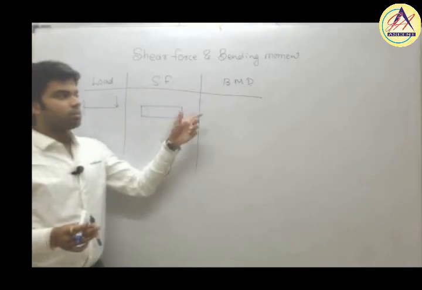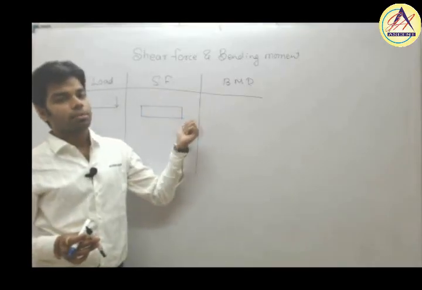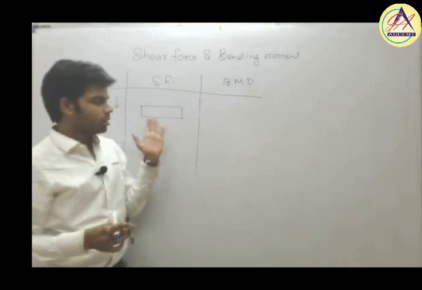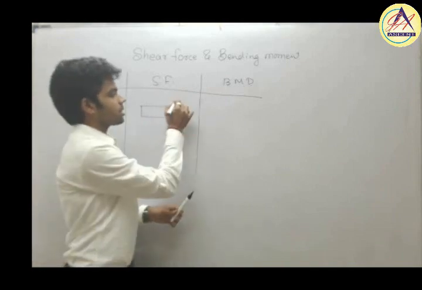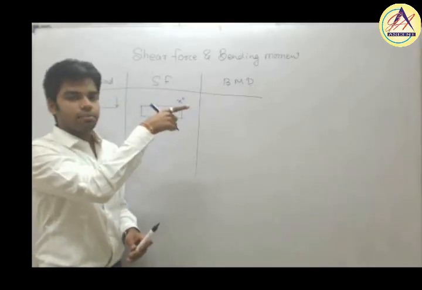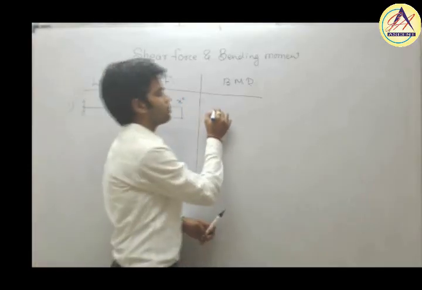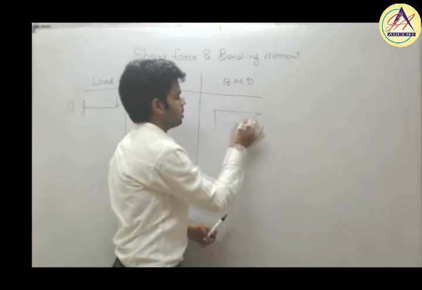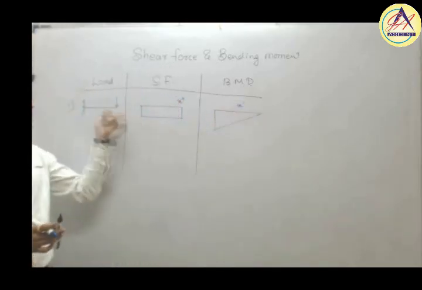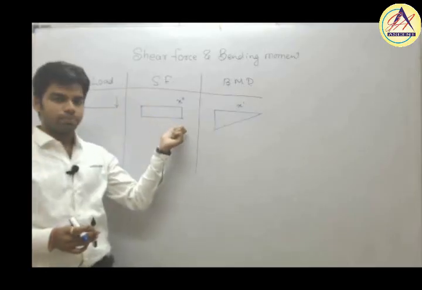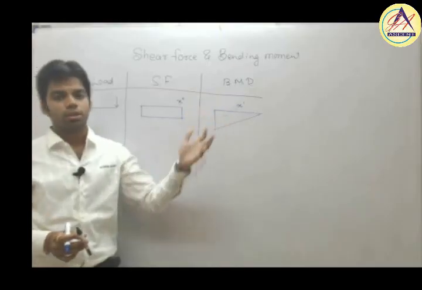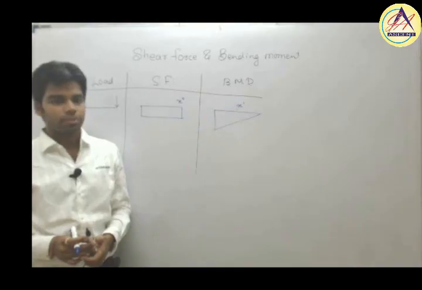The curve of the bending moment diagram is always 1 degree higher than that of the shear force diagram. Here we are having a horizontal line, that means an x to the power 0 curve. So the bending moment diagram will have an x to the power 1 curve, that means a linear line. So the shear force diagram is 1 degree higher than that of the loading diagram, and the bending moment diagram is 1 degree higher than that of the shear force diagram. Just remember this thing.